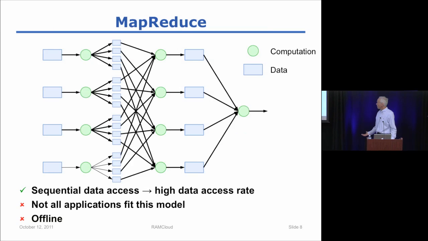So that's the problem. An interesting thing to consider in this world is MapReduce, which to me actually is very closely related to this problem. MapReduce has sort of solved this problem for a class of applications. What MapReduce does is it forces all the data accesses to be sequential.